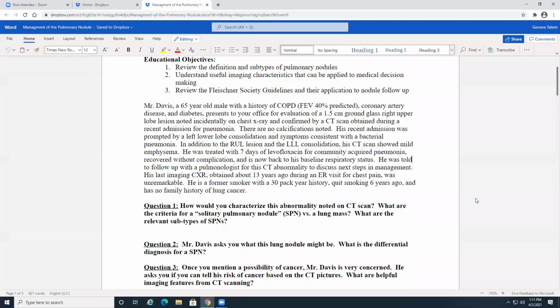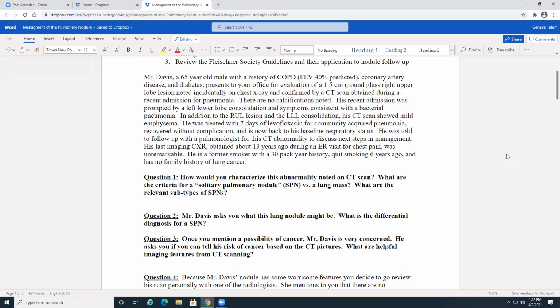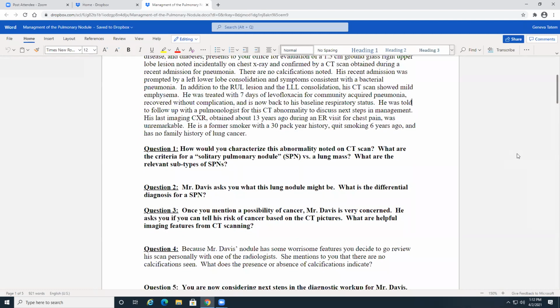Okay, so now you're thinking, 1.5 centimeters, clearly greater than 8 millimeters. It's subsolid because it's ground glass opacity, and it's in the right upper lobe. Starting to raise your index of suspicion that you may be onto something, that this really might be cancer. And so that's what you're going to be discussing with him in regards to that, right? So you decide, you know what, I'm going to see if Dr. Spazzarni's around, and you're going to go review the scan with him or Tom Song.